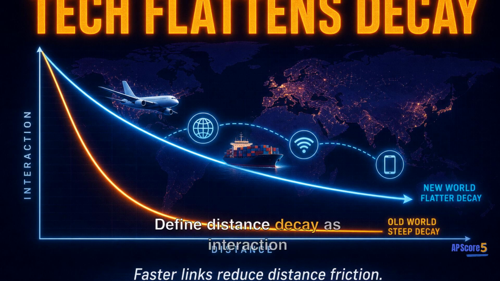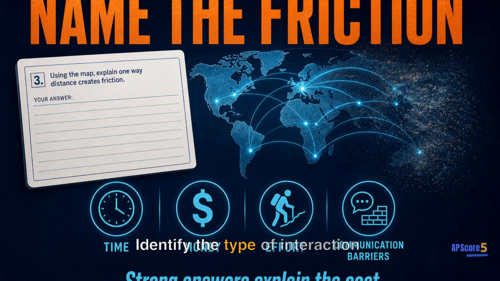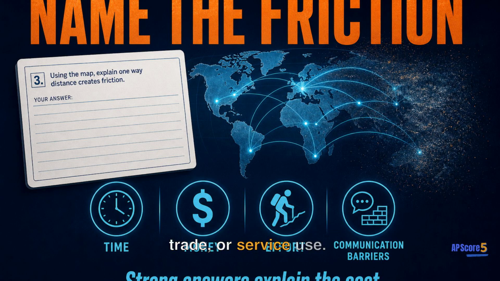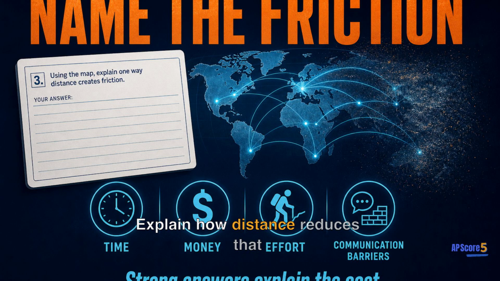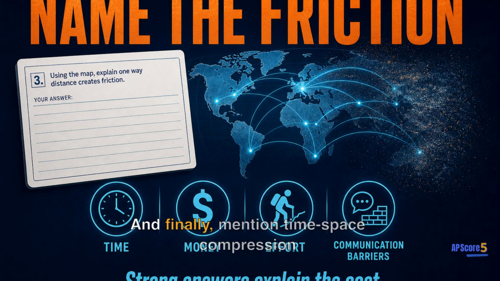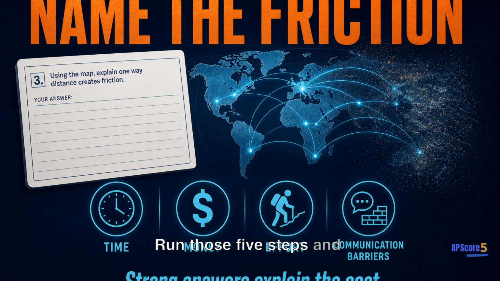On any distance decay free response, the 5-step move earns full credit every time. Define distance decay as interaction declining with distance. Identify the type of interaction the prompt describes, like migration, trade, or service use. Explain how distance reduces that specific interaction. Name a friction of distance source, like time, cost, effort, or uncertainty. And finally, mention time-space compression if technology has changed the picture. Run those 5 steps, and you walk out with the entire rubric on every Unit 1 spatial interaction question.